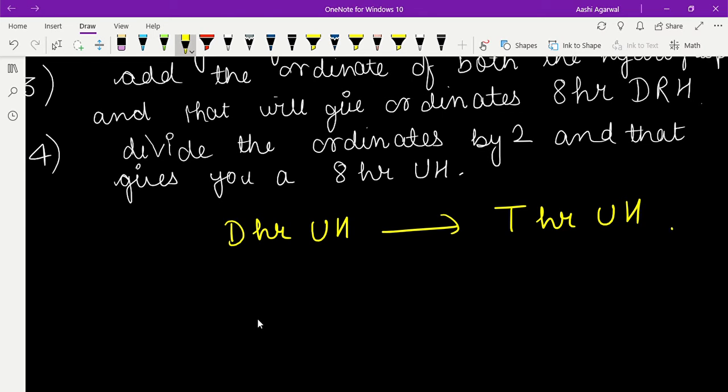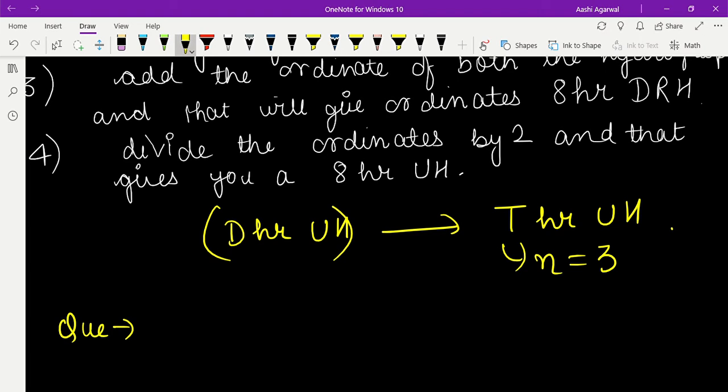So what you have to do is you have to delay this D-hour unit hydrograph. How many times? Whatever is the multiple here. For example, here the multiple is, let's say, 3. So you have to delay it by 3 times, then add it up. When you add, you will get a DRH due to 3 centimeters of runoff, and then you have to divide by 3 so that you get the T-hour unit hydrograph. So that is what you remember here. Here n can be any integral value. Now with the help of problems, I hope it should be clear to you.